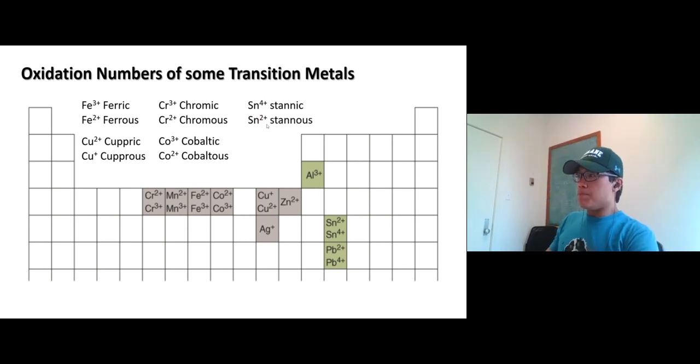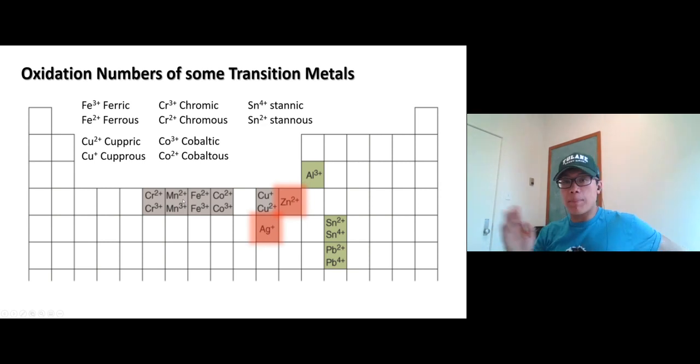Now, there are only 2 transition metals that always have 1 oxidation number. The rest of the transition metals have multiple oxidation numbers. There are much more than that, but these are the main ones: iron 2+, iron 3+, manganese 2+, manganese 3+. But there are only 2 transition metals that always have 1 oxidation number: zinc and silver. Zinc 2+, silver +, always.